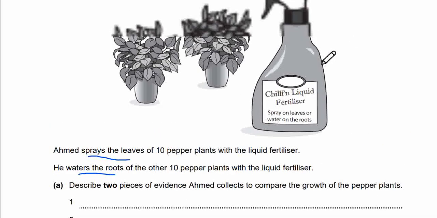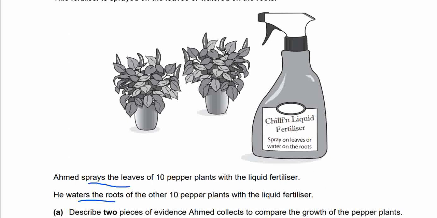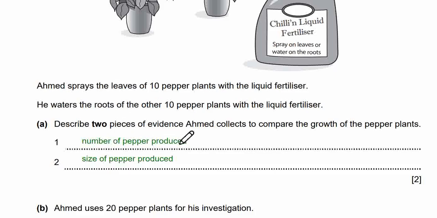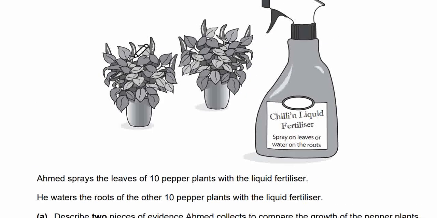Question A. Describe two pieces of evidence Ahmed collects to compare the growth of the pepper plants. So Ahmed can count the number of chili peppers produced and also the size. So we type down our answer: number of peppers produced and size of peppers produced. So how many, you can count, and you can observe the size.